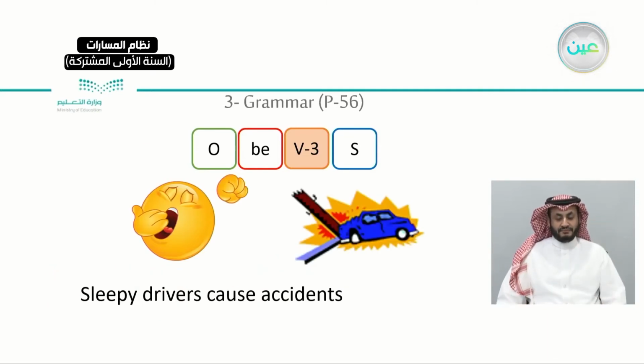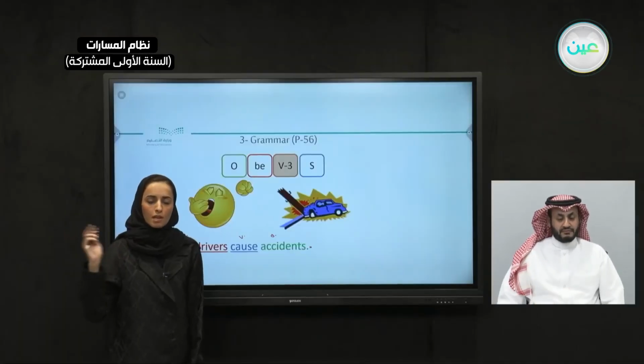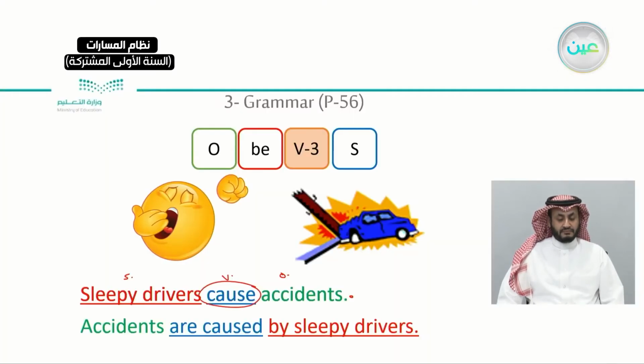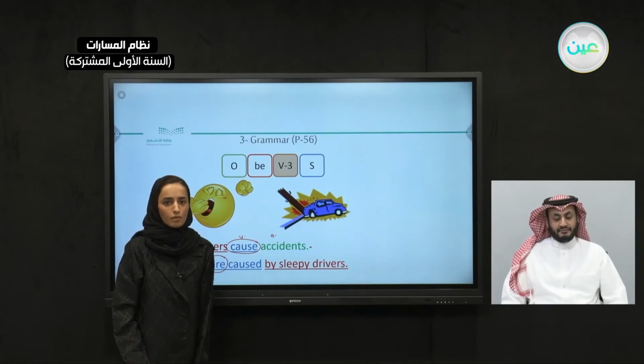One more in here, and this one is the last one. Sleepy drivers cause accidents. A full stop because it's a sentence. What is the subject? Who does what? So sleepy drivers is the subject. It's actually the drivers. Verb, we're having cause, accidents as the object. So the drivers cause accidents. Not all of them, the sleepy ones. This one is in the present tense. So I will say accidents are caused by sleepy drivers. Are because it is in the present tense. Accidents are caused by sleepy drivers.